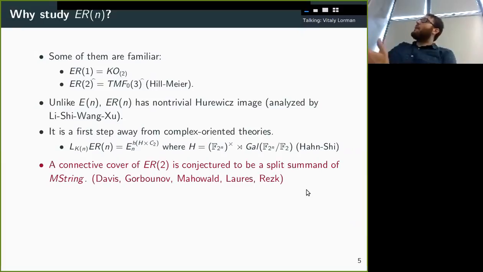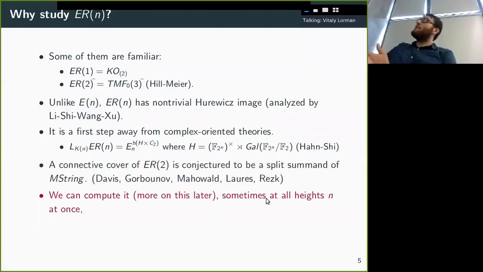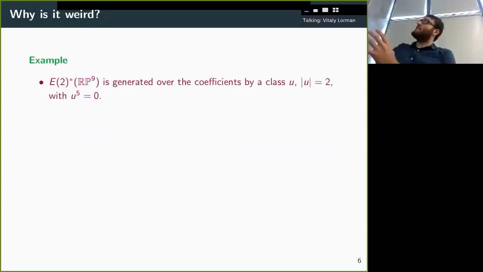And then the other reason to study it is that we can very often compute it. And oftentimes we can compute it at all heights at once. So it's a very computable cohomology theory. And that's what this talk is really about. But despite being computable, this is where you first start to see some kind of interesting phenomena. And I want to talk about those by means of just an example.